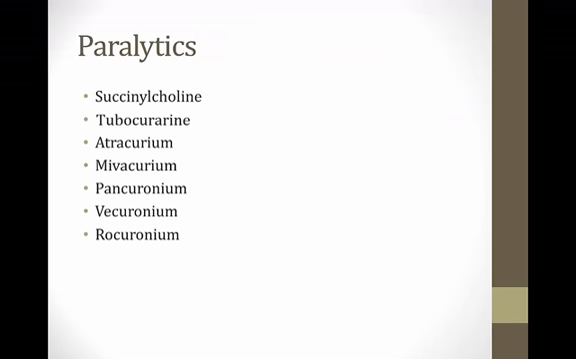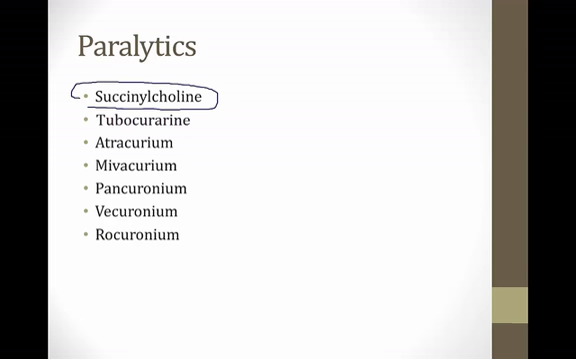So I've listed on this slide the agents that are used as paralytics. The first one is succinylcholine, and it's really in a class by itself because it has a different mechanism from all the others, and we'll talk about that in a minute. The other drugs are turbocurarine, atracurium, mivacurium, pancuronium, vecuronium, and rocuronium.